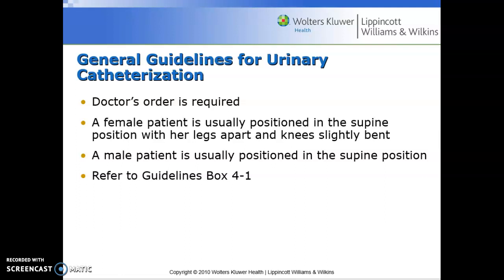When we're catheterizing a patient, you need to know your steps, and you need to know what you're looking for. Having a doctor's order is a must. You must have the doctor's order. You want to make sure that you identify that patient, name, date of birth, check against their armband. A female patient is usually positioned in the supine position with their legs apart and the knees slightly bent. And you can look at box 4.1.